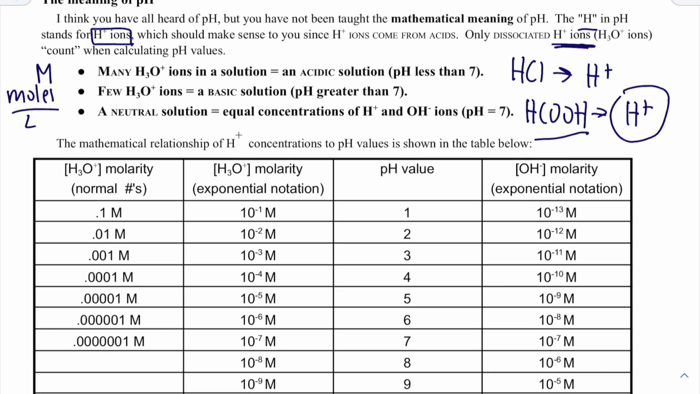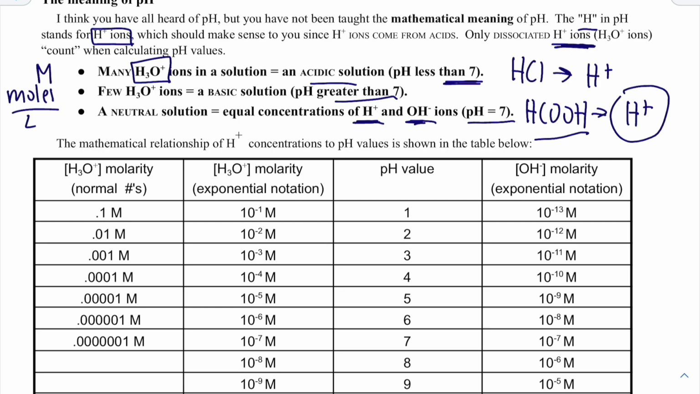If there are many H pluses, or H3O plus also is the same, in solution, then that's acidic. The pH is less than 7, has a high concentration. If there's very little, then it's a basic solution and the pH is greater than 7. And neutral solutions have an equal concentration of H plus, which we know is the acid, and OH minus, which is the base. So equal equals a pH of 7.